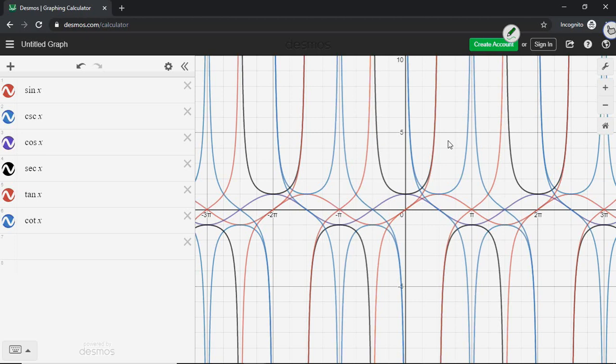So the IB hasn't really asked too many questions, if any, about the graphs of the reciprocal functions, but I just wanted to point out, if you know what sine, cosine, and tangent look like, which you should, then you can work out what cosecant, secant, and cotangent look like. There's no need to really commit a lot of mental space to memorizing these, because you should be able to derive them in the event that you need them. And if you graph them all at the same time, it looks pretty.